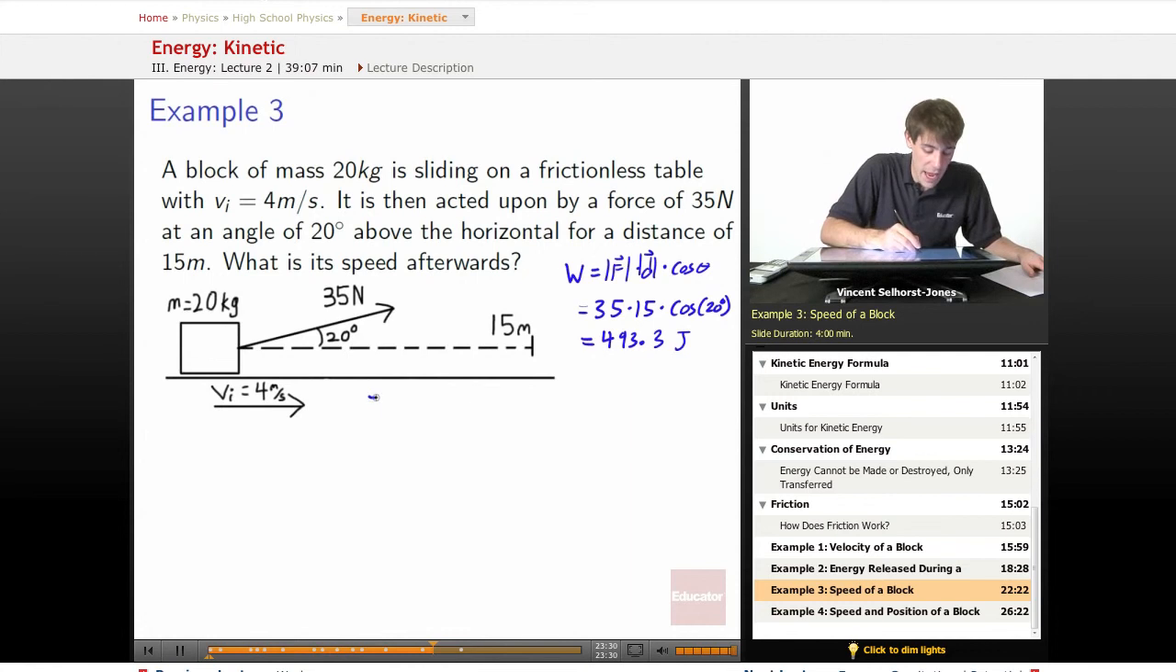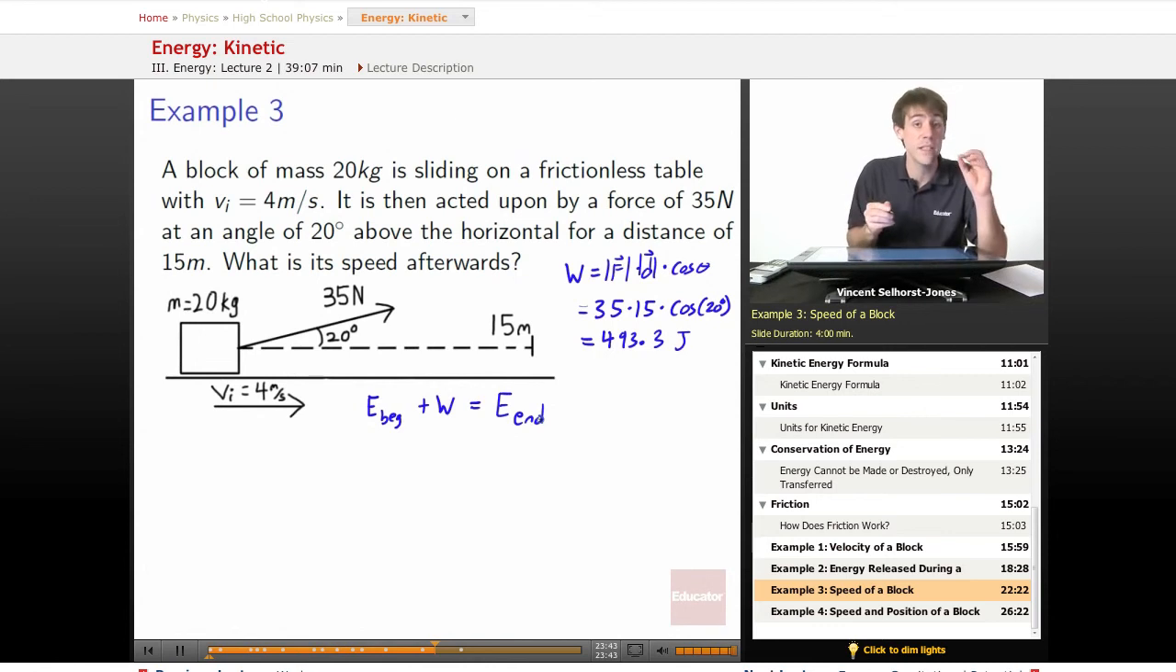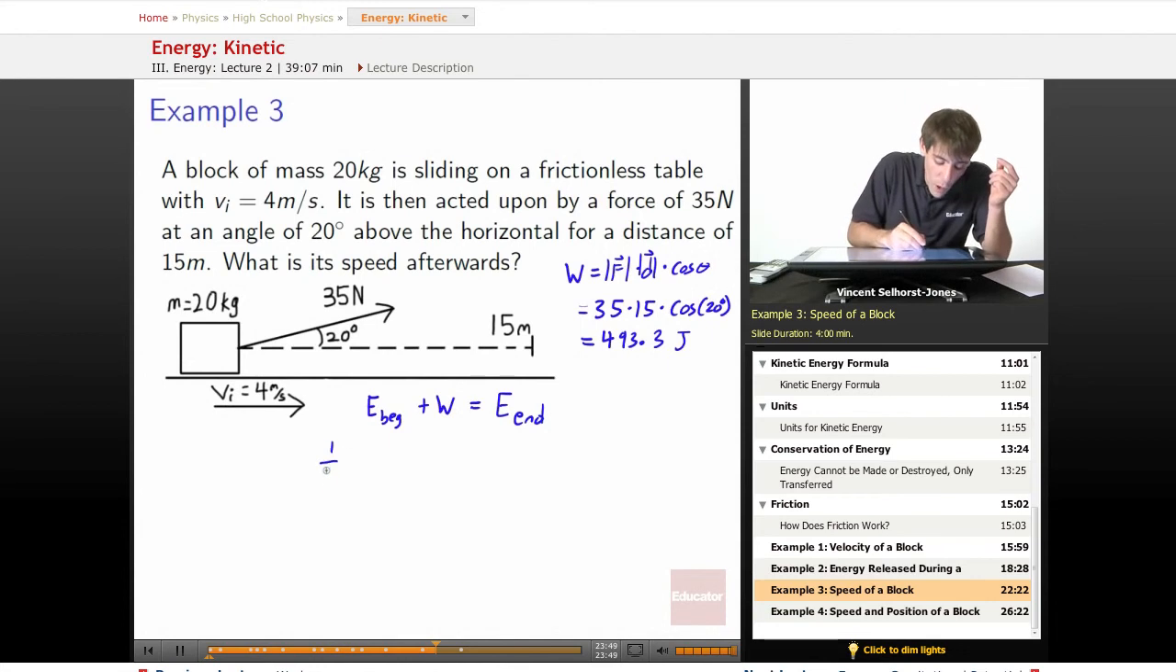We know that the energy at the beginning in our system plus the work put in is equal to the energy at the end in our system. So what's the energy in the beginning? Remember, it didn't start at rest this time. This time, it had an initial velocity of 4 meters per second. So we have to include that. 1/2 m v_i squared plus what work do we put in?